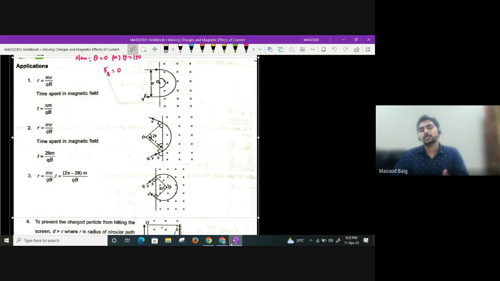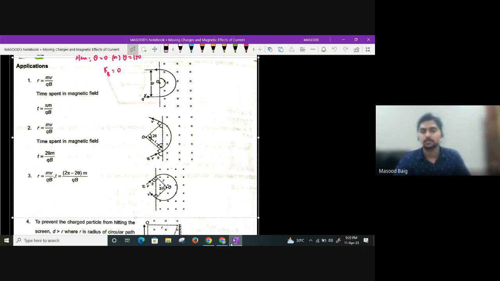The velocity can be projected perpendicular to magnetic field. The velocity can be given at a certain angle to magnetic field, or the velocity may not be given, guys. In that case, we got radius, time period, frequency, all these things we have seen, guys.